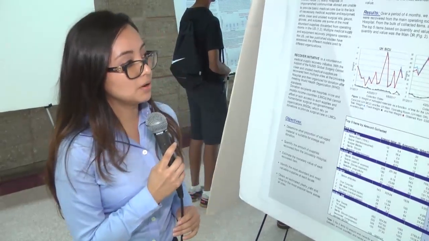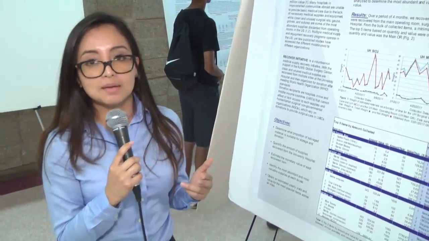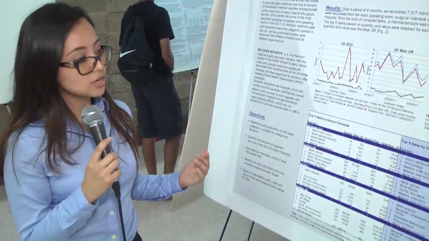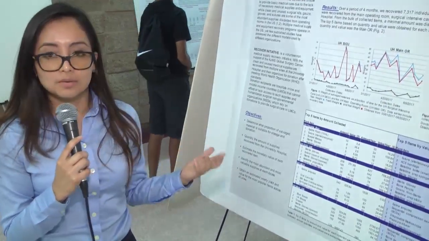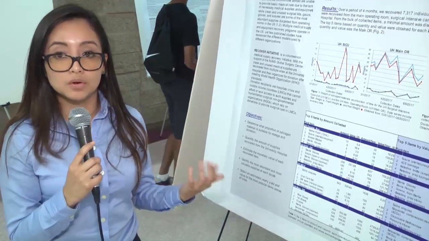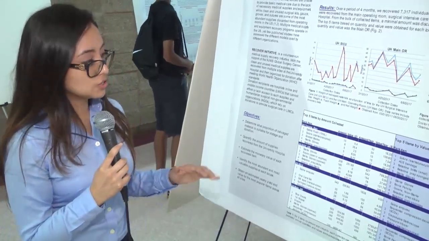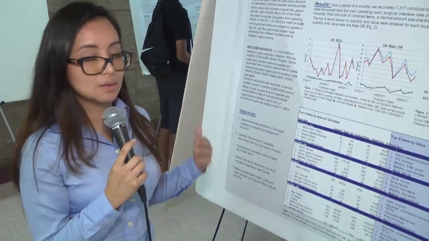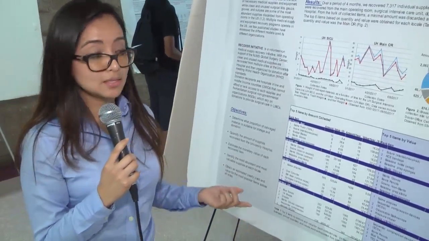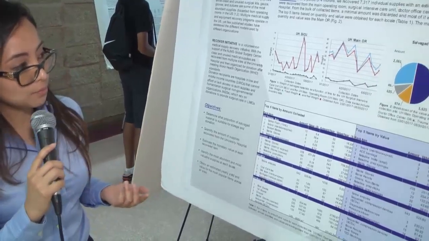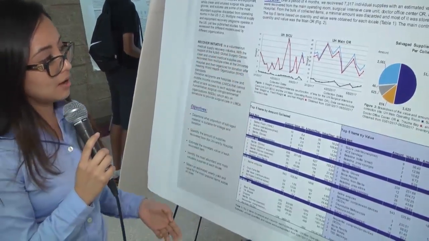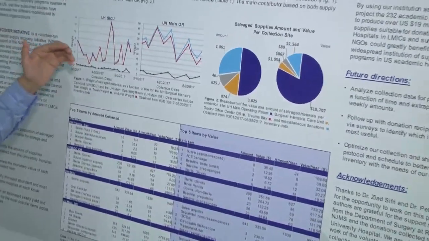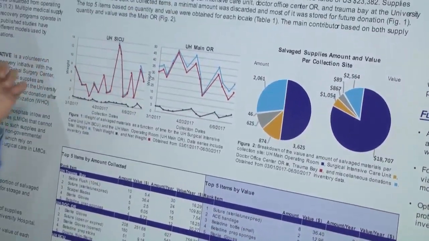What I did this summer, I analyzed the inventory data for 4 months, and I tried to find how much of the supplies that we collected were usable and we could store for donations. I also tried to look at all the different locations that we collected supplies from and see what were the most popular items based on amount collected and also on value. And from what we see here, the blue line is the total weight of the amount collected, and the red line is what is actually usable.